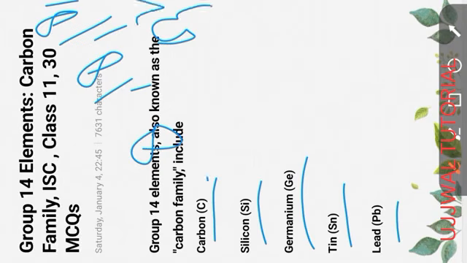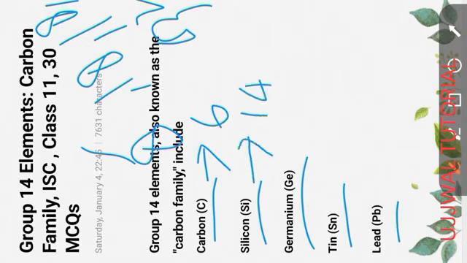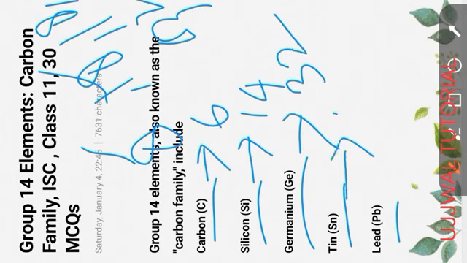The atomic number of carbon is 6, adding 8 gives the atomic number of silicon, 14. Adding 18 gives the atomic number of germanium, 32. Adding 18 gives the atomic number of tin, 50. Adding 32 gives the atomic number of lead, 82.